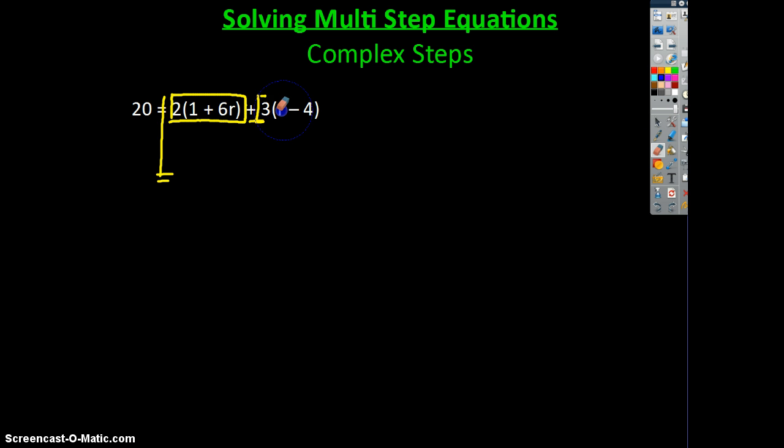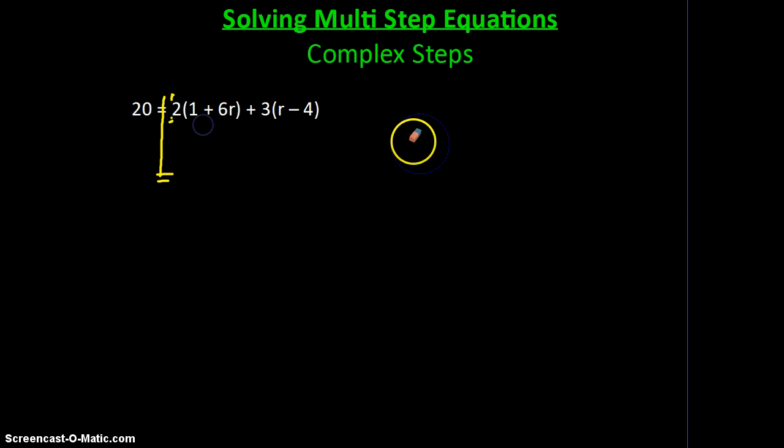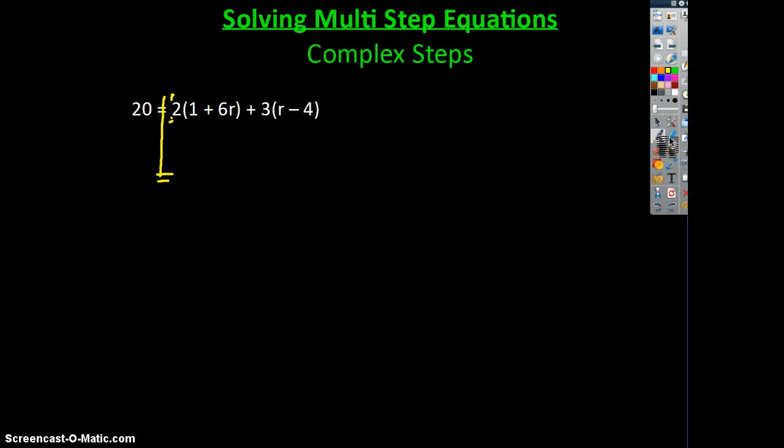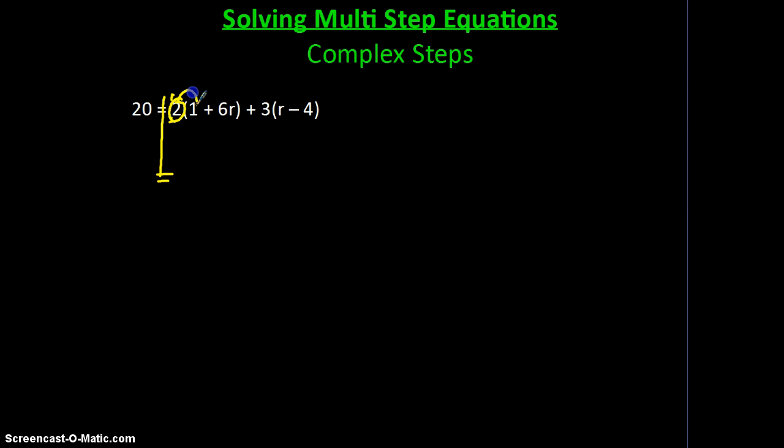First thing that I'm going to do is distribute in both of those little problems right there. So I'm going to do them individually. First thing I'm going to distribute is this positive 2. I'm going to do 2 times 1, which is, we know it's 2. So I'm just going to drop the 2 down. And then 2 times that positive 6r, which we know is 12r. Positive 12r.